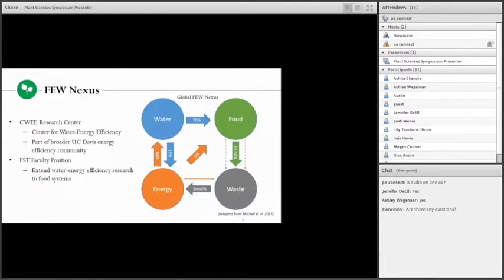So Harwinder talked a bit about my bio. I'll zip through this stuff, but I really have a dual role on campus. I came to campus to help start a research center called the Center for Water Energy Efficiency. And so I spent a lot of time looking at how water and energy resource systems are linked, and how if we employ water conservation interventions, how does that translate to energy savings and vice versa?